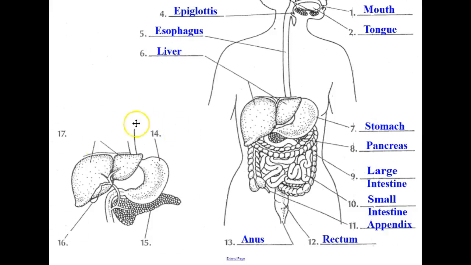Over here we have an enlarged diagram of the central parts of the digestive system, with this being the stomach, the pancreas, the gallbladder, which is a gland, and the liver.